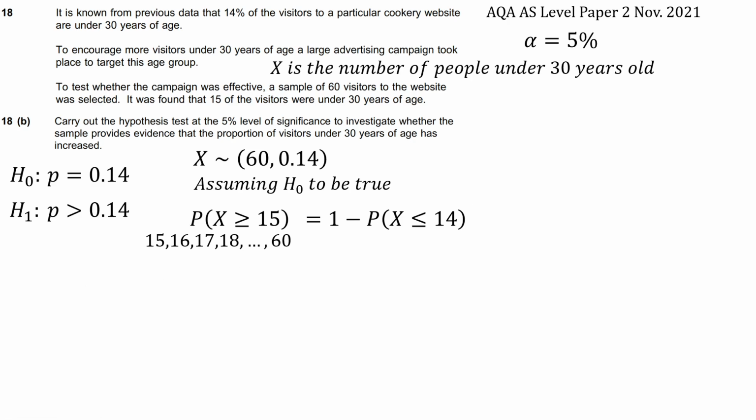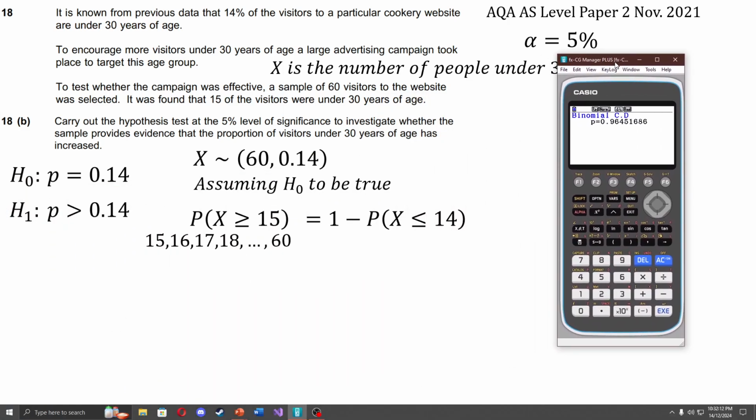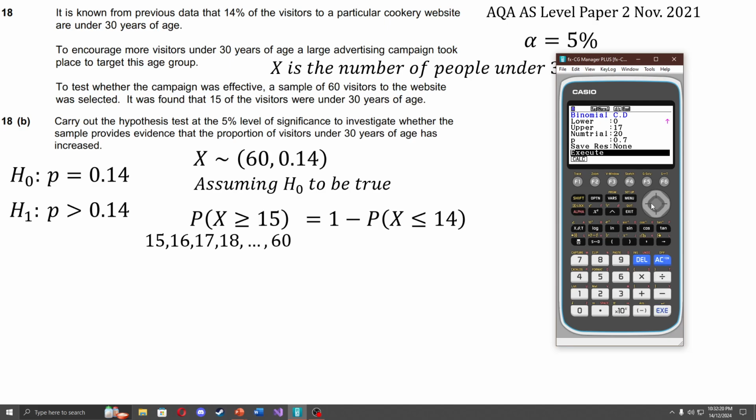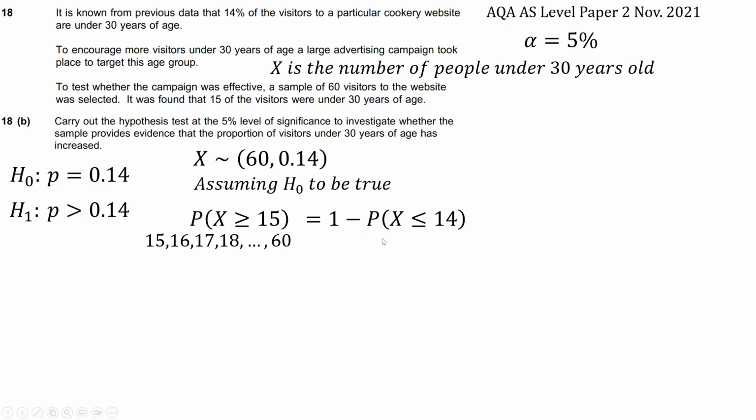So let's get out the calculator again and see how it looks. Statistics, we want to go up. The upper is going to be 14. Yours might not say upper, it might just say X. That's fine. And the number of trials is 60. The probability is 0.14. So we'll put in 0.14, and then we'll execute that and see what it says. We'll get 0.9835 or 0.984. So 1 minus 0.984, which is 0.016.